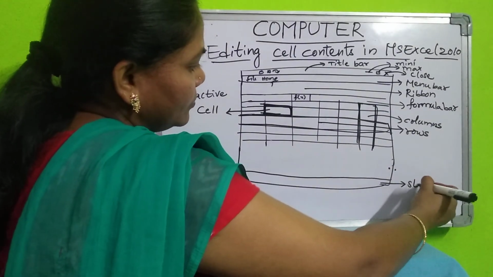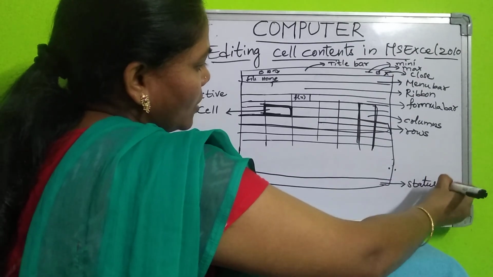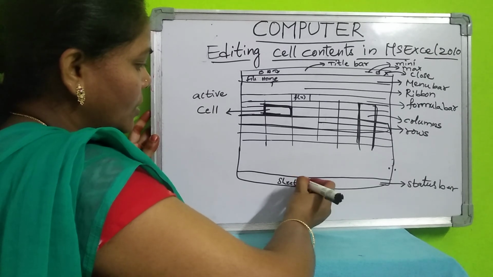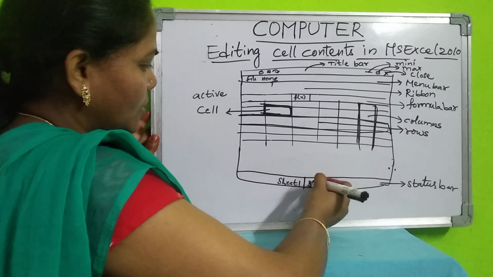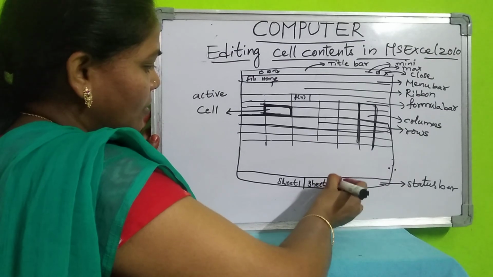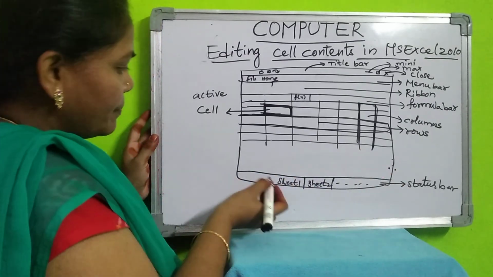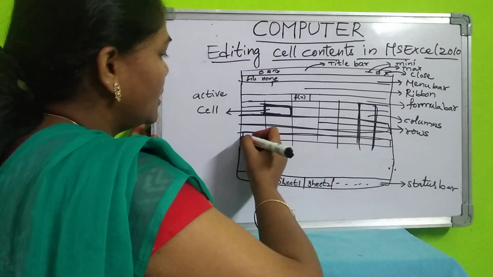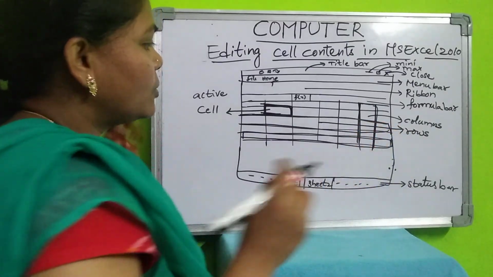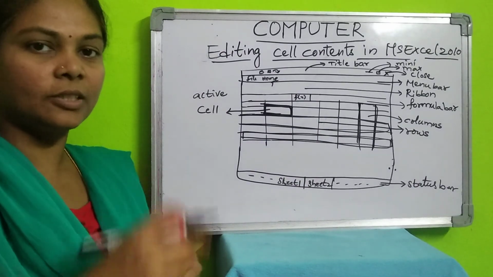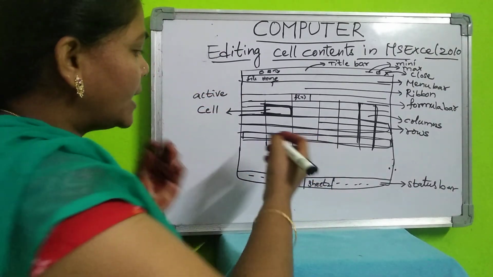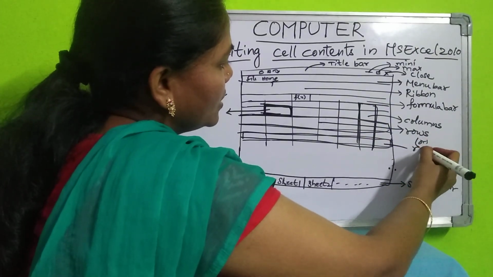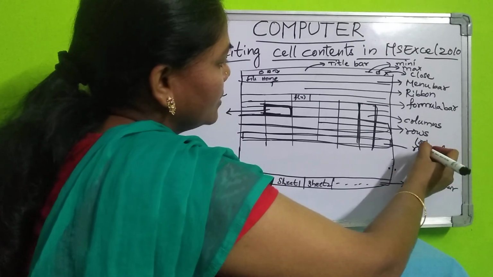Here we have the status bar. On the status bar we have the sheet tabs: Sheet 1, Sheet 2 and so on. Whatever number of sheets the workbook contains will be displayed here. A single row about any student or any employee, with all the information you give, that total row is called a record. We will call it a row or a record.